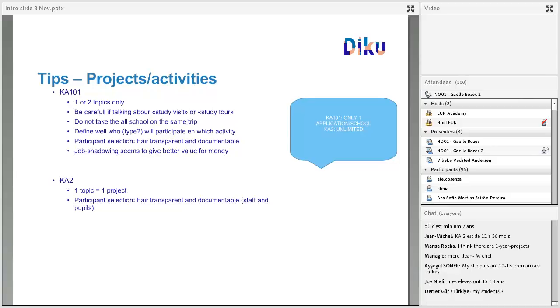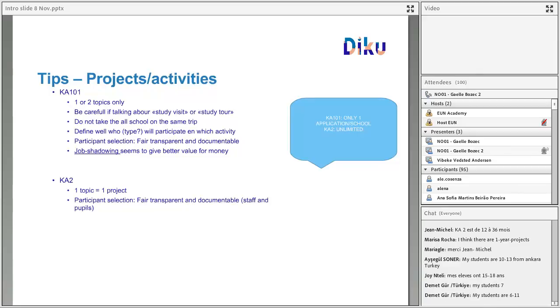Be careful when using the words and talking about study visits and study tours. It might sound for the evaluator like a holiday. So be careful when using that. Do not try to take all your school at the same time on the same trip. Doesn't look good, and you might not get funding for this activity.